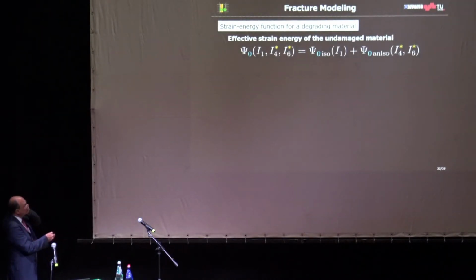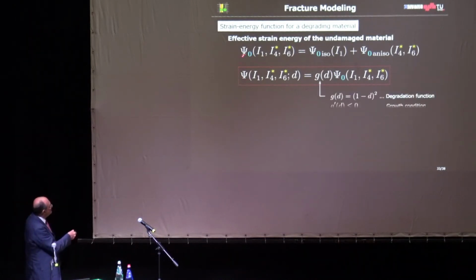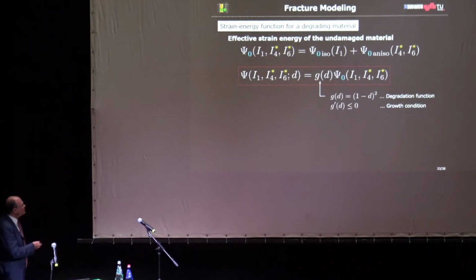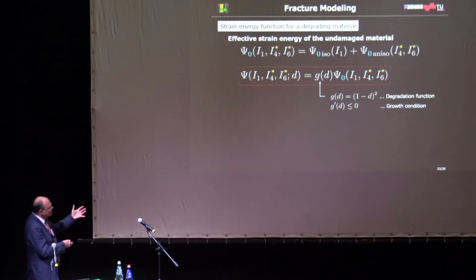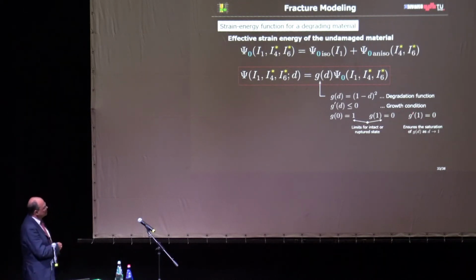So we used this equation again, what I have just shown you, the isotropic strain energy function, the anisotropic strain energy function, and then here we multiply this psi 0 by this g, and this g is a type of degradation function. This degradation function we just use here (1 - d)^2, where we have a certain growth condition, g' is smaller or equal to 0, and then we have these limits for intact or ruptured state, 1 or 0, and then here we ensure the saturation of g when d goes to 1, basically, so g' has to be 0.